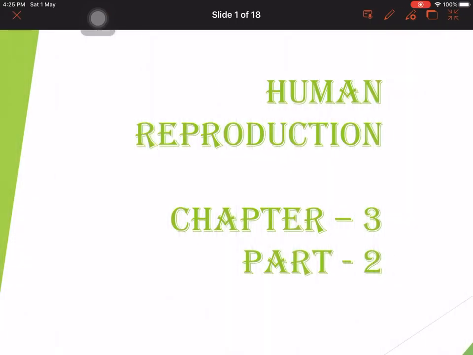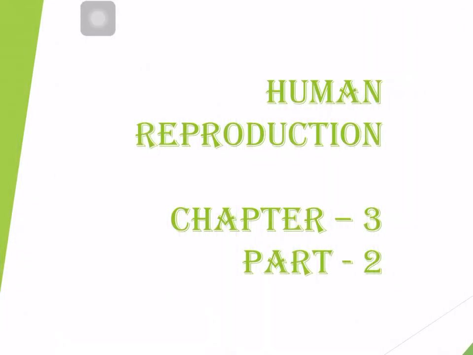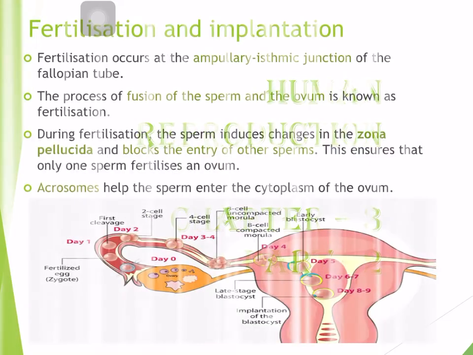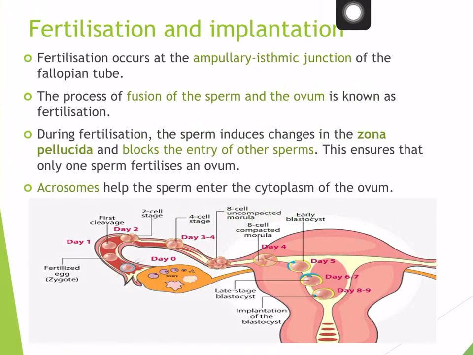Hello students, today we are going to discuss part 2 of your chapter 3, which we started 2 days before. We have discussed spermatogenesis, oogenesis and the menstruation cycle. Now in this part we are going to start with fertilization and implantation. So these are the two important topics.